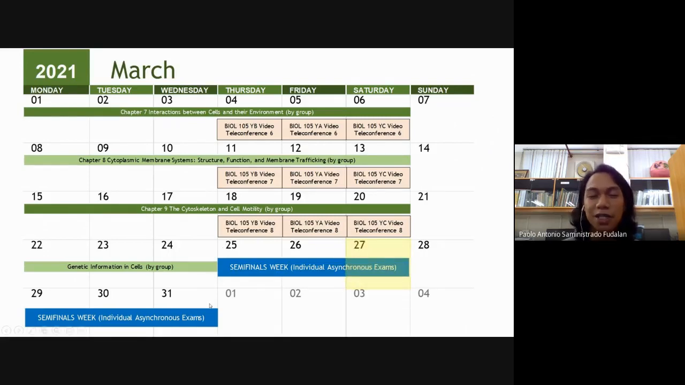That's March 31. And what will be the coverage? Chapter 7 as shown here. So we have chapter 7, chapter 8, and chapter 9. We won't be including this genetic information in cells portion. In fact, this is actually relegated to genetics. So our next lesson will not be about genes again. Instead, we will be talking about the nucleus. That's going to be next week. So next week will be for semifinals, on Wednesday.